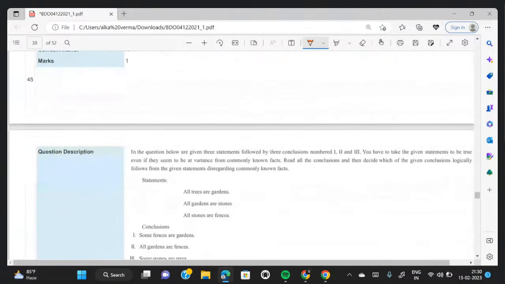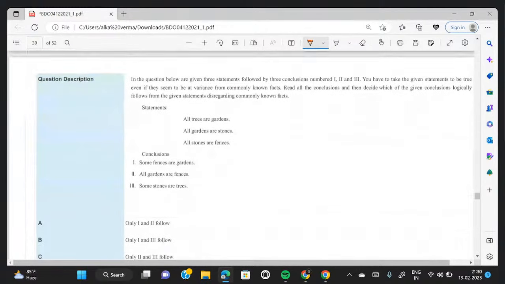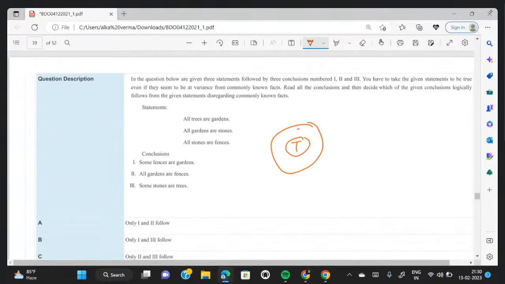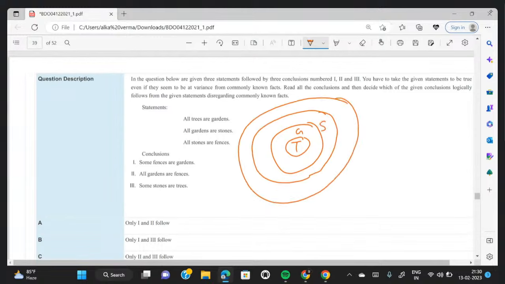Number 45. This is syllogisms. Very easy. All trees are gardens. All gardens are stones. All stones are fences. Now, some fences are gardens. Obviously, this portion of fences are gardens. All gardens are fences. Yes, all gardens are fences. Correct. Some stones are trees. Yes, this portion of stones are trees. Very easy it was. All follow.